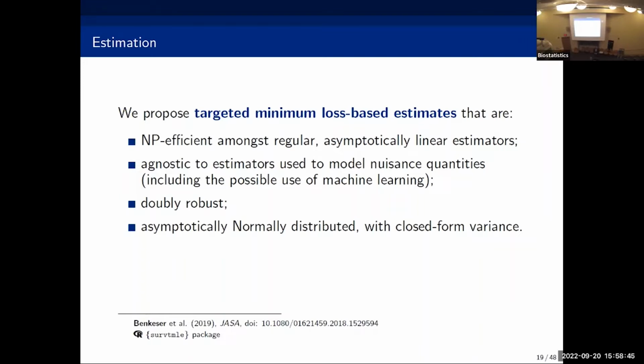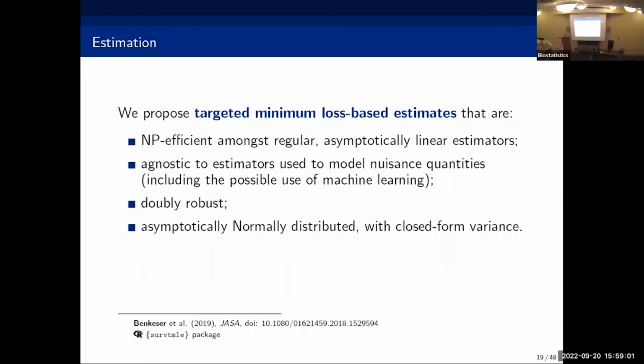Based on the framework of targeted minimum loss-based estimation, or TMLE. This is a real cornerstone of the types of research that I do. And these estimators have some nice properties. So you can show that they're non-parametric efficient amongst the class of estimators, regular asymptotically linear estimators.